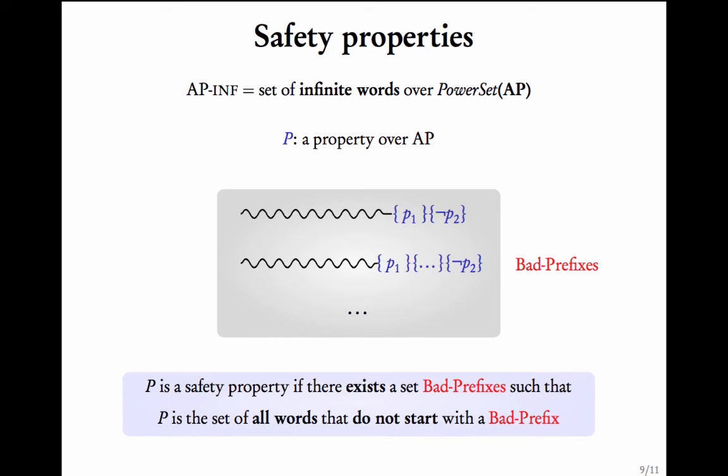Let me repeat this again. A property is just a set of words. When do you call this property to be a safety property? That is what I am going to explain now. This property would be called a safety property if you can come up with a set of bad prefixes such that P is exactly the set of all words which do not start with a bad prefix.